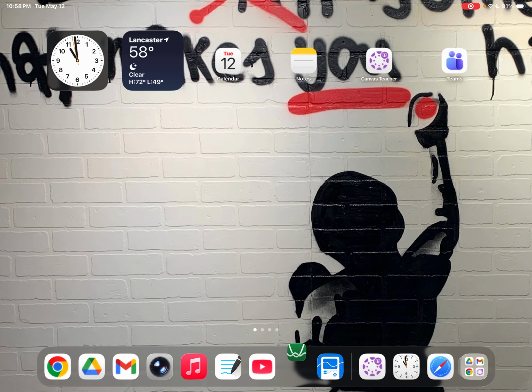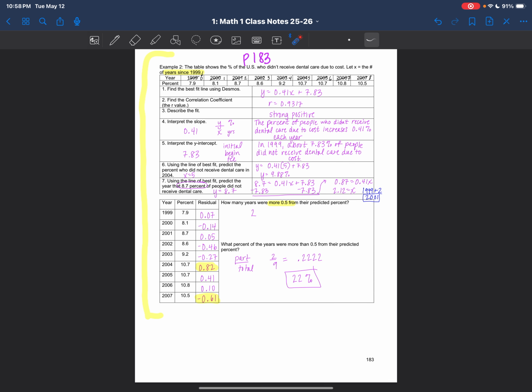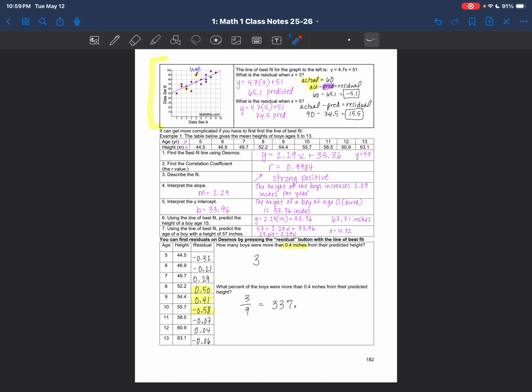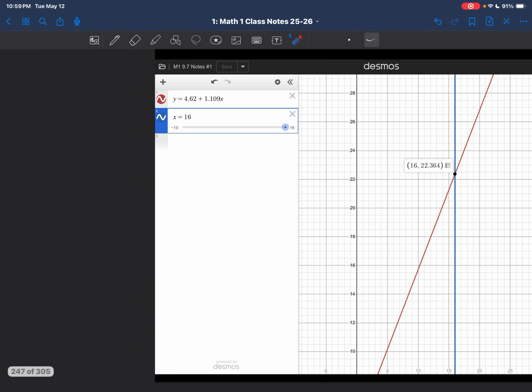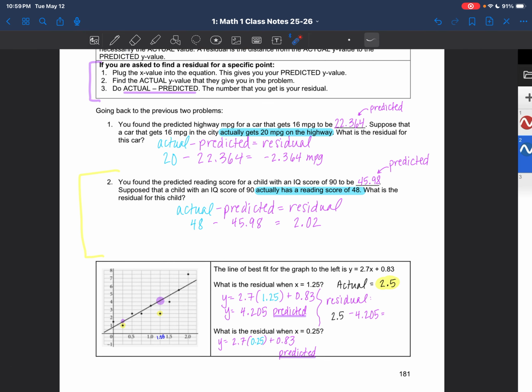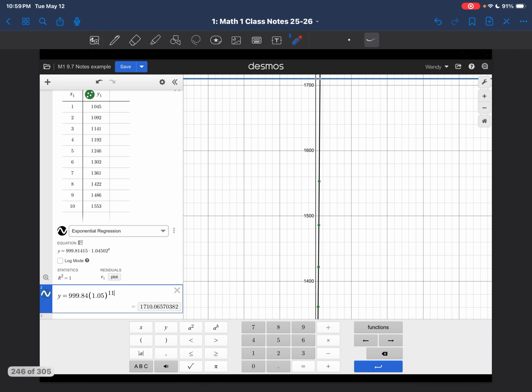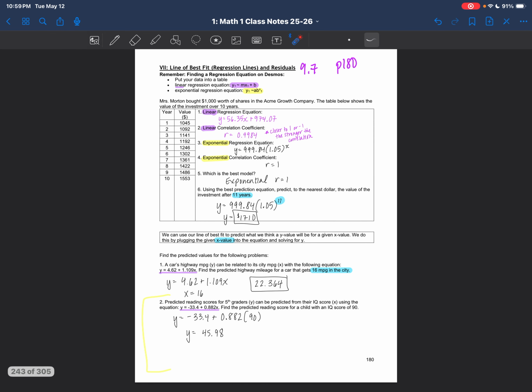All right. And then that was a quick and easy way to use Desmos. And then, like I said, I think the newest piece of information is residuals. And just remember that a residual is your actual data minus the predictive data. So that is your line of best fit and residuals.